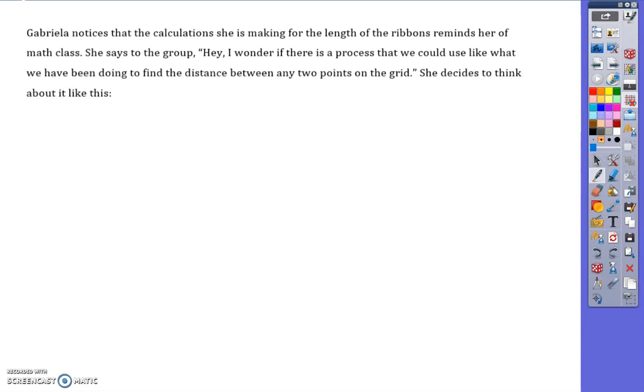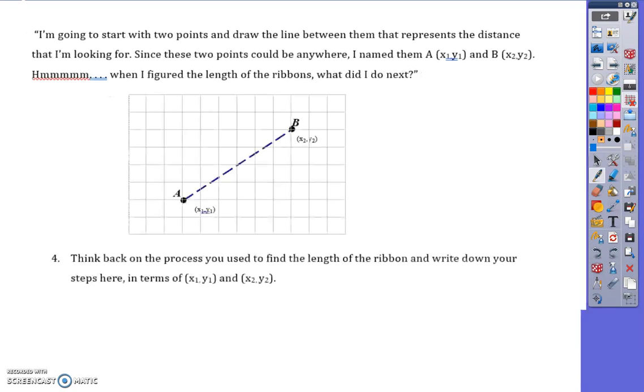Gabrielle notices that the calculation she's making for the length of ribbons in the drill team reminds her of math class. So she says to the group, hey, I wonder if there's a way we can do this without having to count, so we can do this with any 2 points on the grid. So she thinks about it like this.